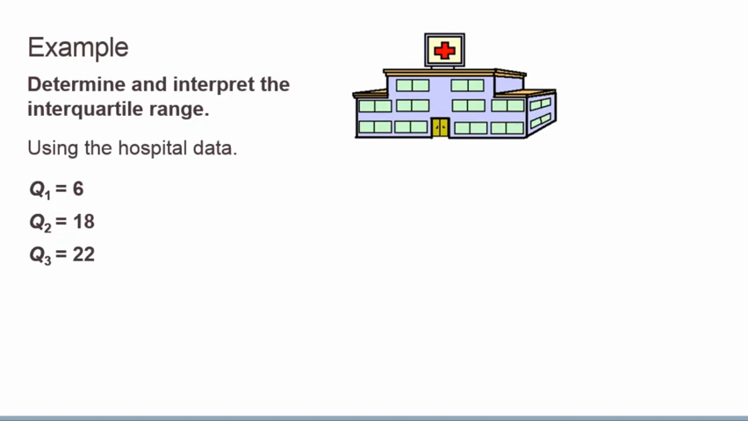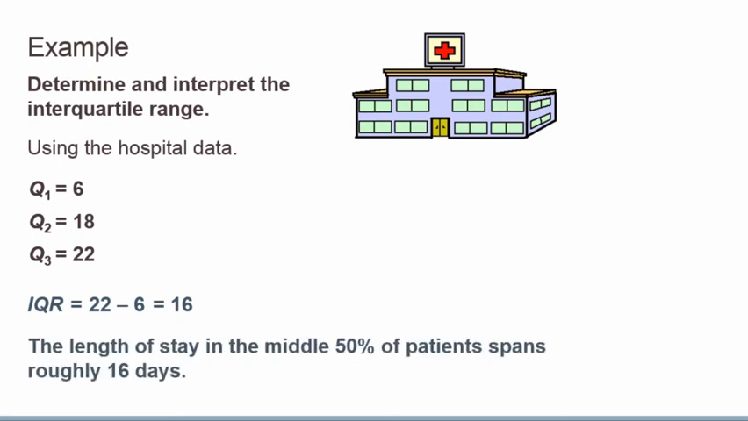Example: determine and interpret the interquartile range. We're still using our hospital data, so Q1 is 6, Q2 is 18, Q3 is 22. We want to find our IQR, which is 22 minus 6, which gives us 16. The IQR represents the middle 50%. The length of stay in the middle 50% of patients spans roughly 16 days.